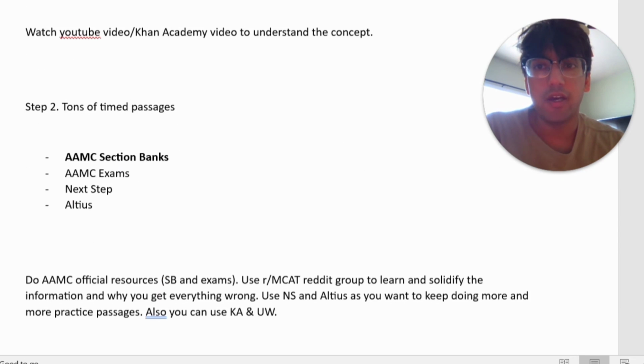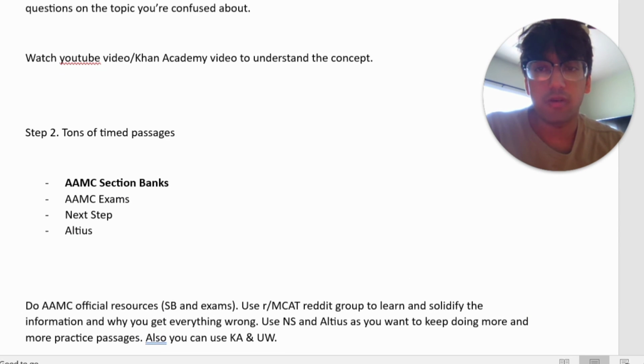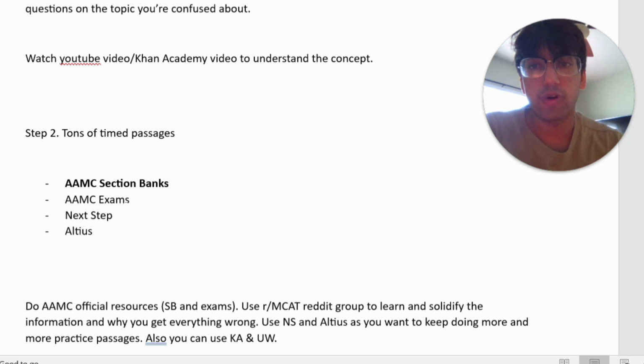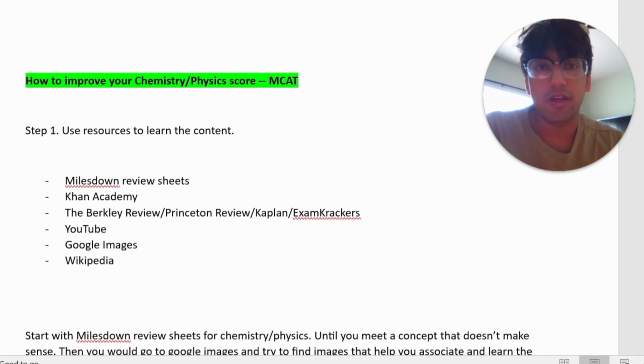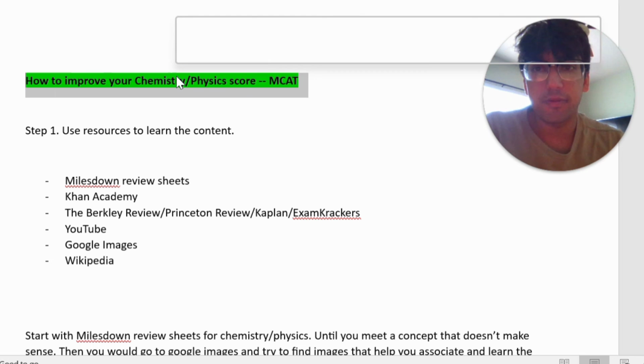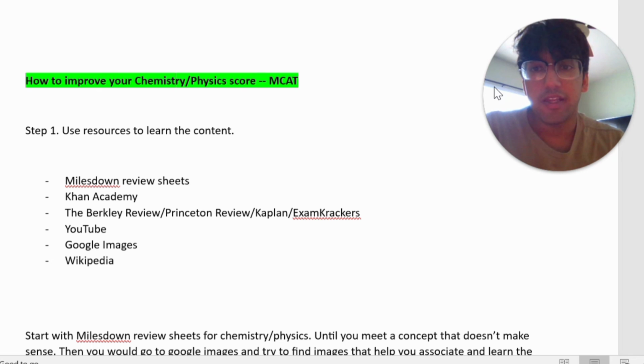And so that's why these timed passages are so valuable, because they help you develop that skill of figuring out what it is that they're going to ask, what it is that they want you to learn from this passage, and what it is about this experiment that is so interesting to the researchers that they wanted to write a report. And once you do enough questions, you're going to get to that level where you're able to improve your chemistry physics score, and it becomes sort of a breeze for you. And that's my breakdown of how to improve your chemistry physics score.